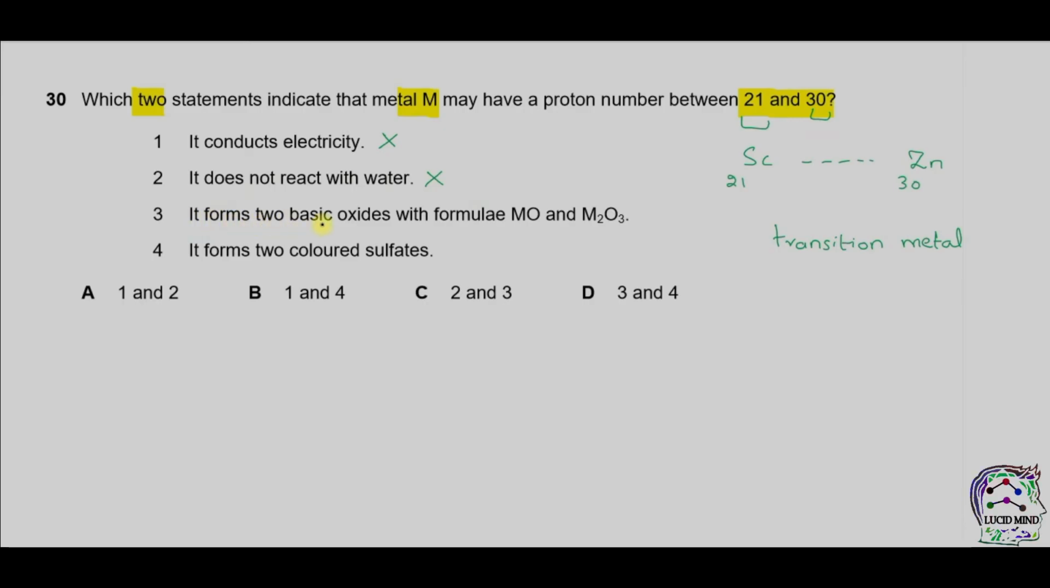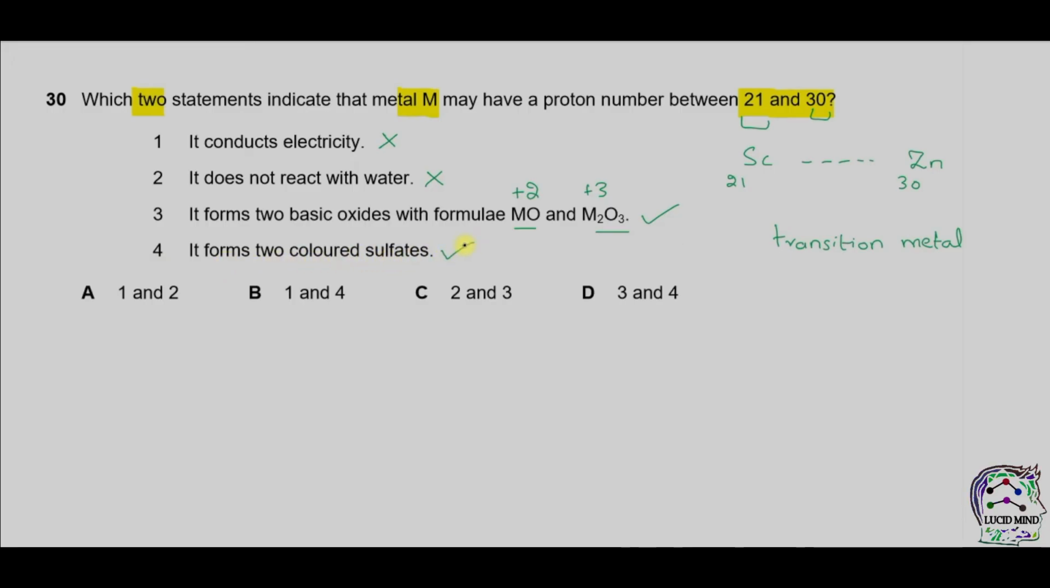Third one is that it forms two basic oxides with the formula MO and M2O3. Now in both these oxides the oxidation state is different. In MO the metal is in the +2 oxidation state, while in M2O3 the metal is in the +3 oxidation state. Now we know that only transition metals can exist in more than one or variable oxidation states, so therefore this statement defines transition metals.